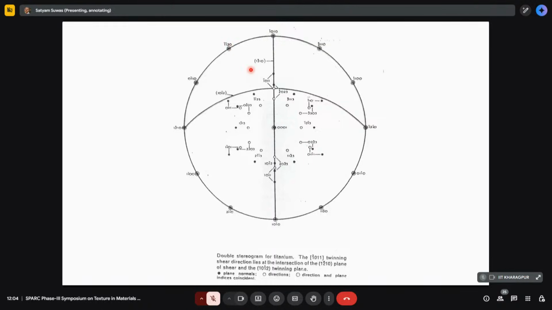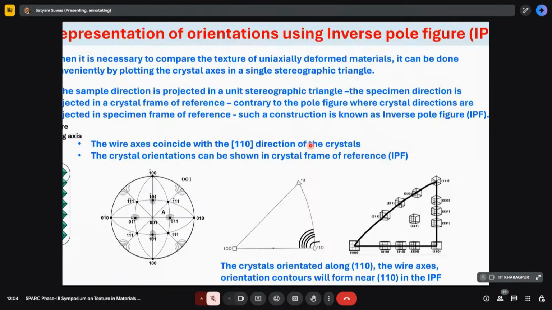Like you will see that 001 or 1 bar 20, 10 bar 10, all these orientations are present here. But if you have a complex orientation, then you have to use one double stereogram where directions and planes are represented differently, as shown here with the filled and open circles. And then again you have to do the same exercise, one time for plane and one time for direction. You have to index.